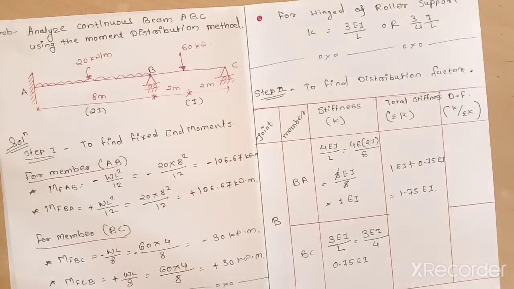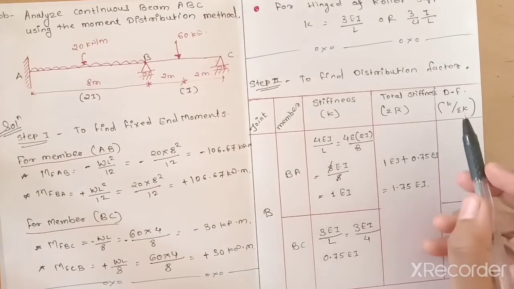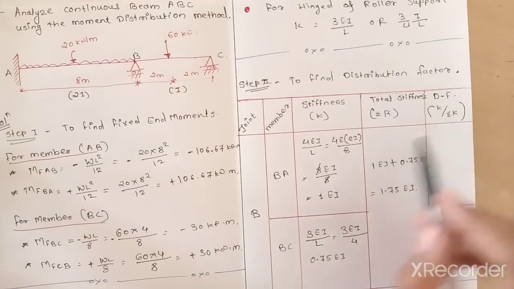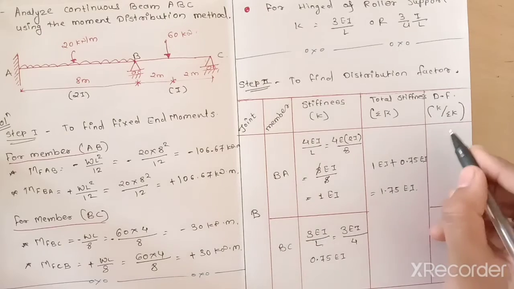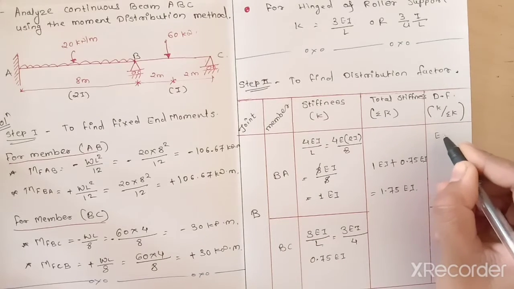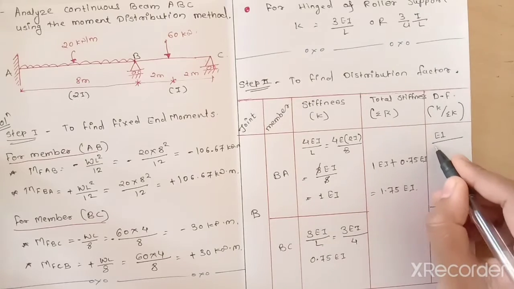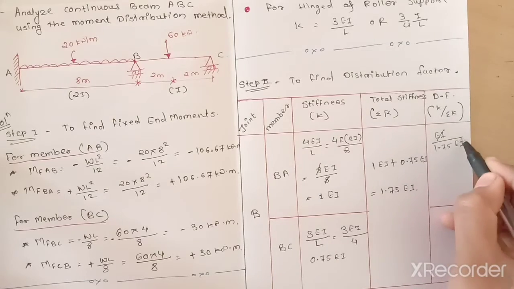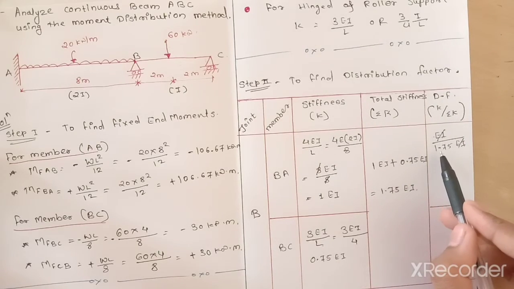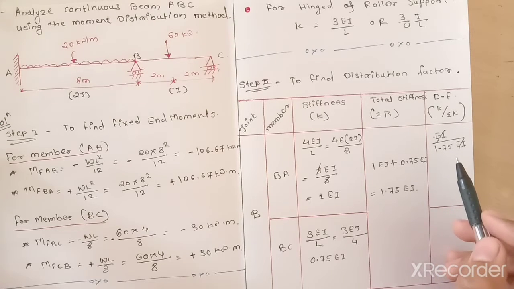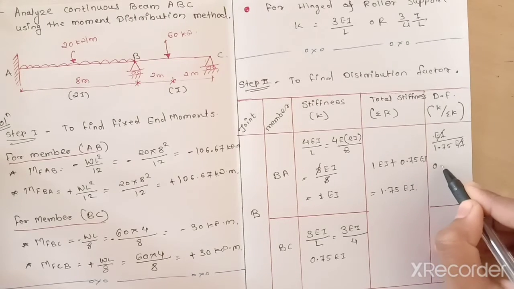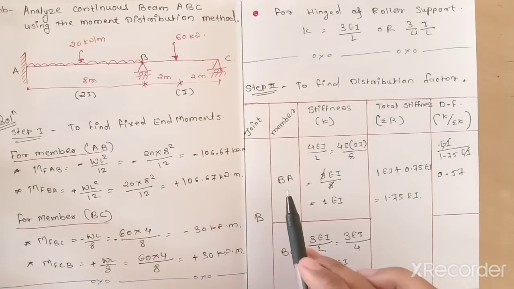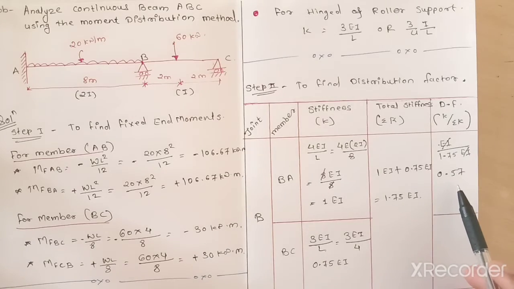Okay, then the last column is distribution factor. So formula is K divided by summation of K. So for BA member, K is our EI divided by summation of K is 1.75 EI. So here EI gets cancelled, so 1 divided by 1.75 is 0.57. So for BA member, our distribution factor is 0.57.